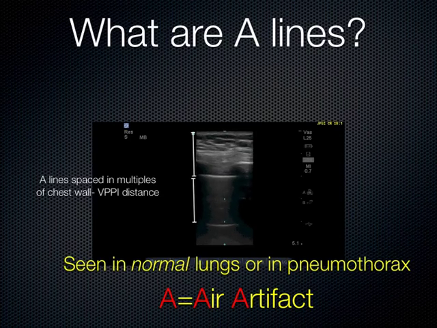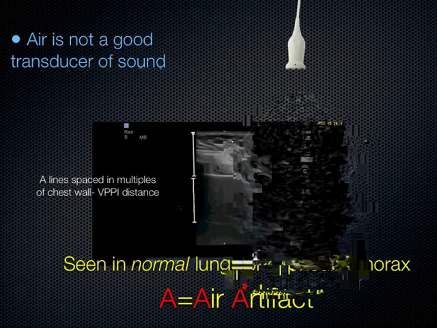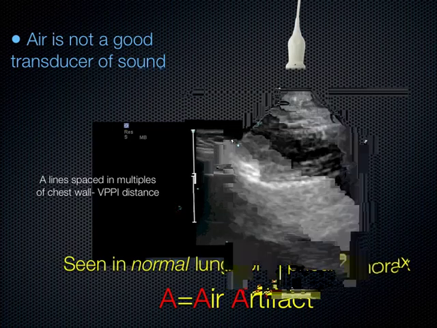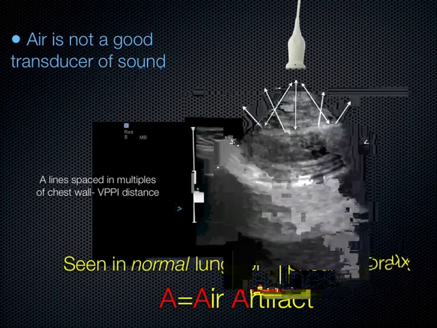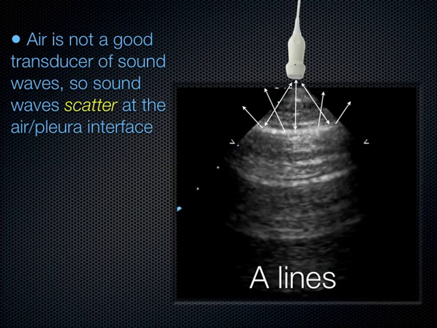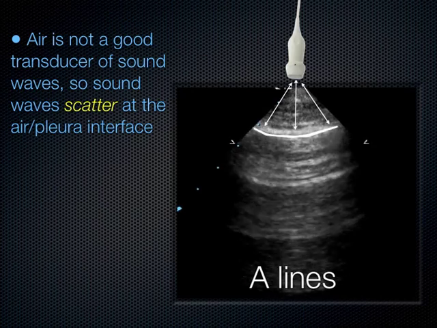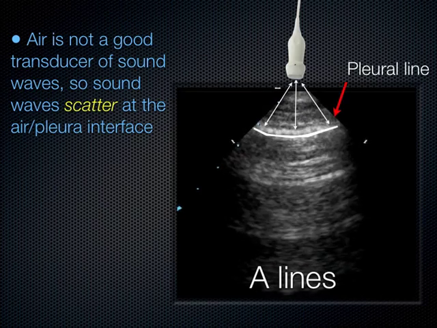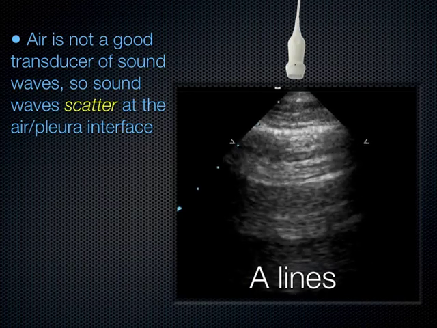Another example, just a reminder, the air is just not a good transducer of sound. The sound will reach that pleural line there, and most of it will scatter back. The ones that do reach back to the probe in an organized fashion will create an image, and that's the pleural line. However, some of those sound waves reach the pleural line, and they get stuck in the pleural line, and they reverberate, and they reach back to the probe later, and it ends up interpreting that as lines that are lower.